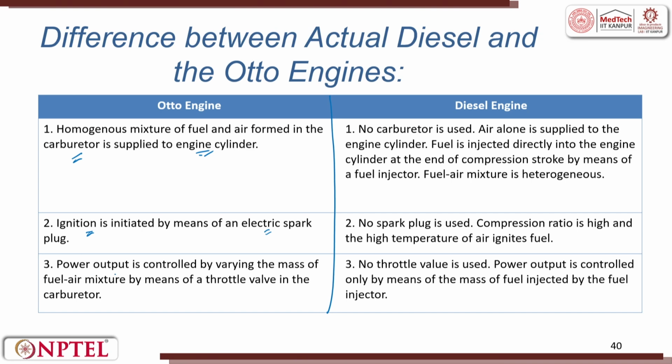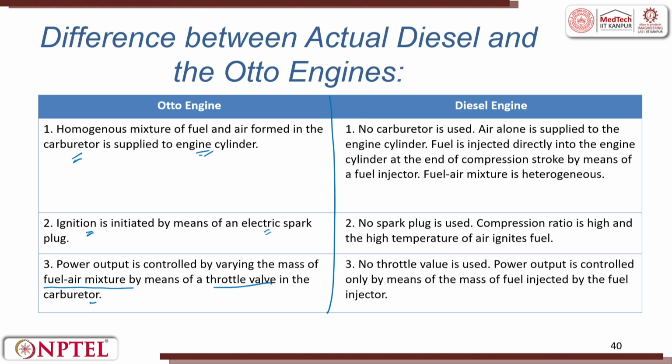The power output is controlled by varying the mass of the fuel-air mixture. You can make it rich, you can make it lean. The power output, what comes out, is controlled by varying the mass of the air-fuel mixture by means of a throttle valve in the carburetor.